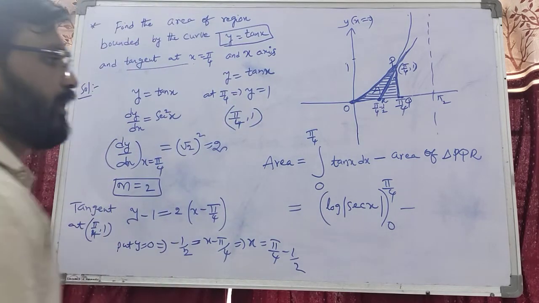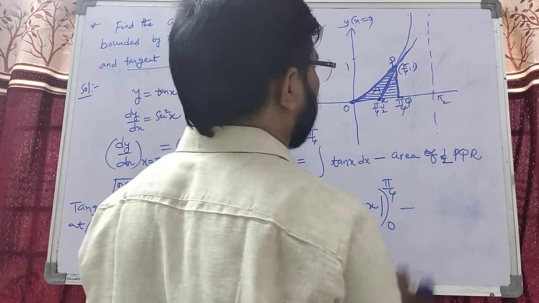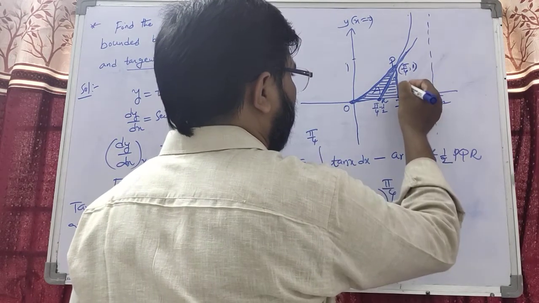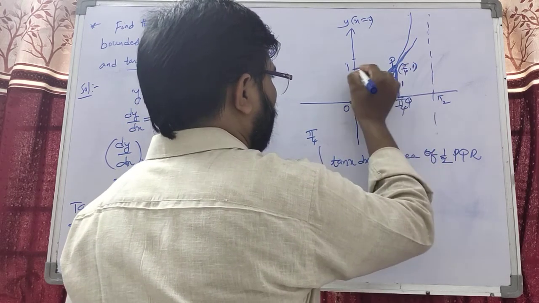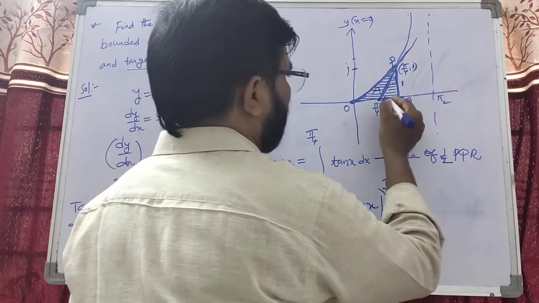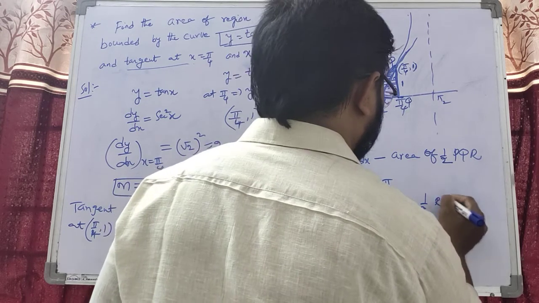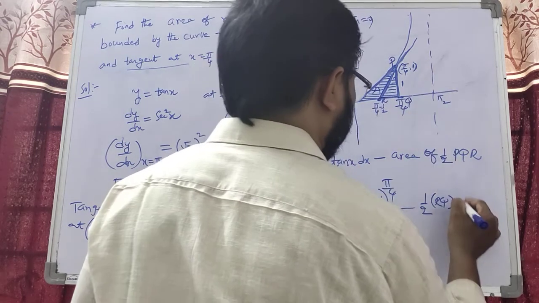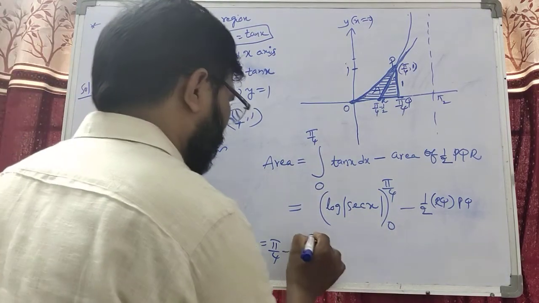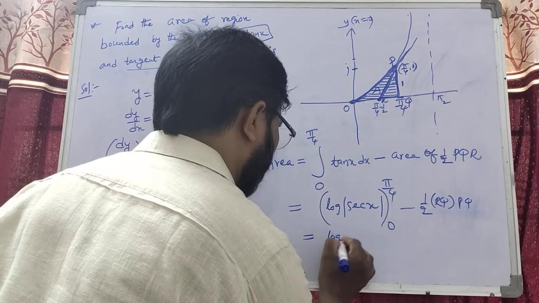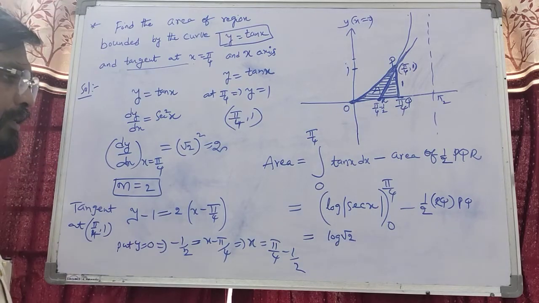Okay students, the area of the triangle PQR is half of base into height. We have to know that this is the height. Everybody knows this is the ordinate. The ordinate here is 1. We have to find the base. This is half of base RQ into height PQ. Okay students, the log mod of secant x: log mod of secant 45 is root 2, secant 0 is 1, log 1 is 0.